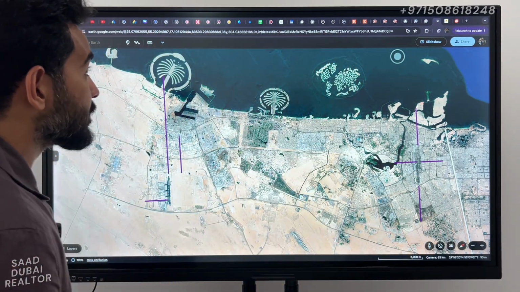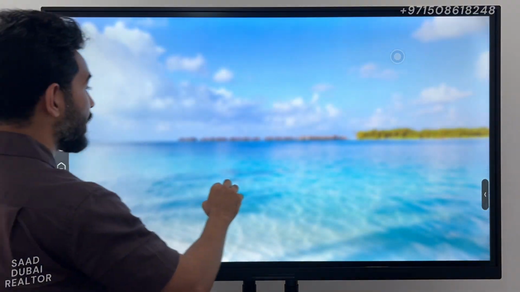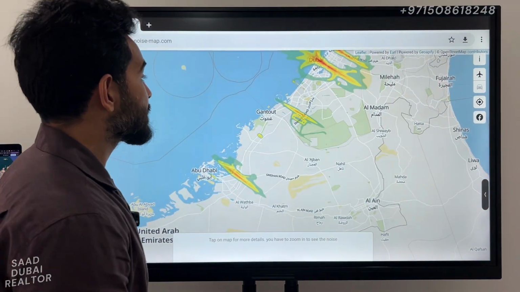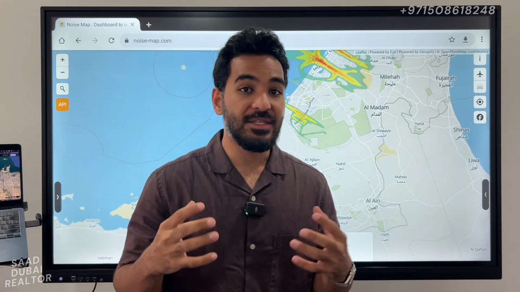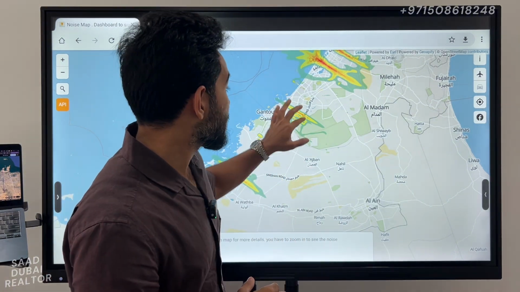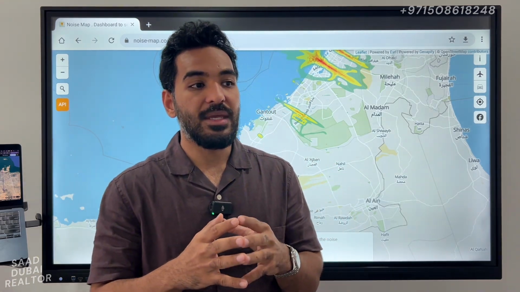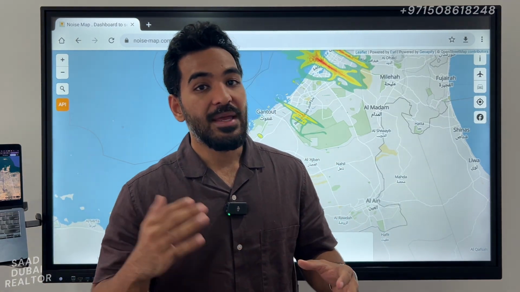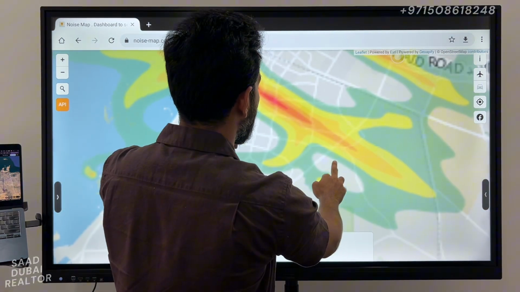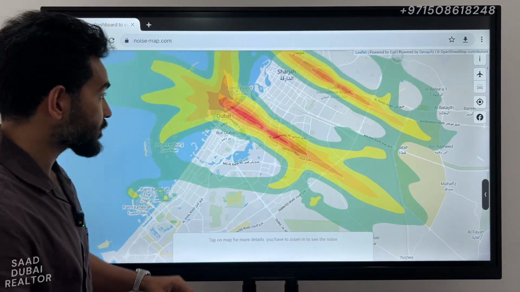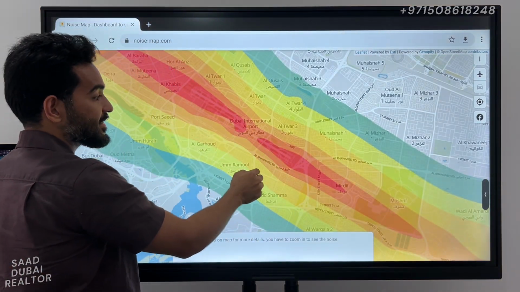Before we begin, I would like to show you a map, the sound map. This is a very interesting website where you can check what kind of sound pollution you can expect in certain areas. When it comes to airports, the sound is usually in the flight path. Let's take the example right here. This is Dubai International Airport. If I zoom into it, you will see this is the airport.